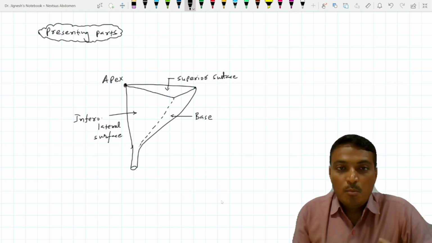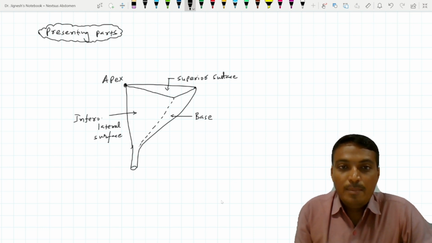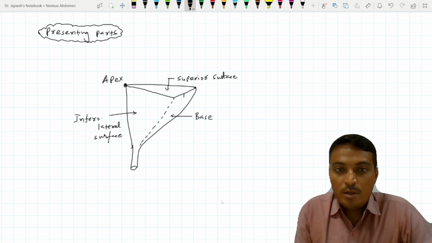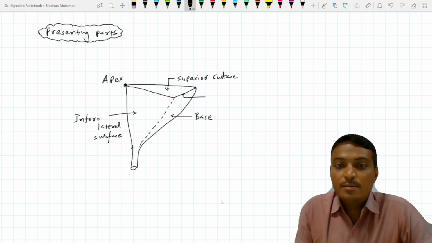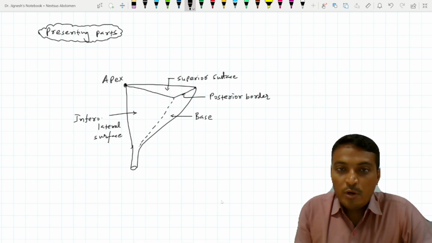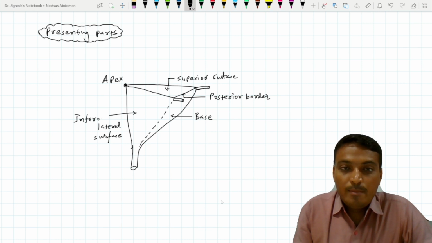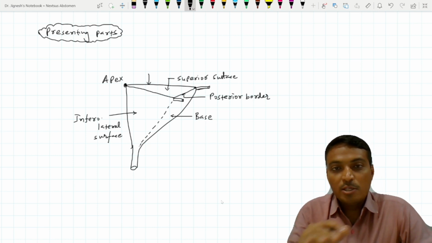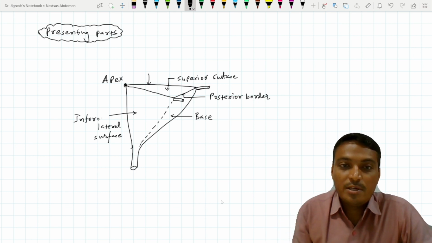And when we talk about the borders of this urinary bladder, it has one posterior border which is responsible for separating the superior surface from the base. On both the ends of the posterior border, we have the attachment of the ureters. This urinary bladder has two lateral borders which are responsible for separating the superior surface from the inferolateral surface.